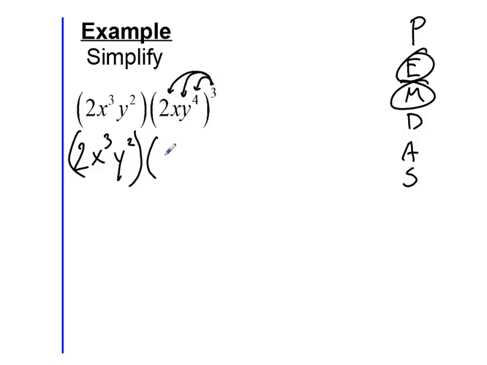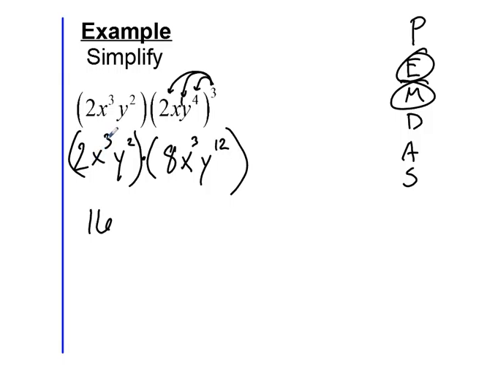2 to the power of 3 is 8. X has a power of 1. 1 times 3 is 3. And 4 times 3 is 12. That's power of a power. Now I can go ahead and use our product property and add the exponents from the same bases. We do just have a regular old 2 times 8. That's pretty simple. It's a 16.